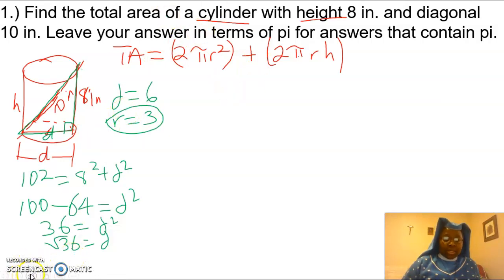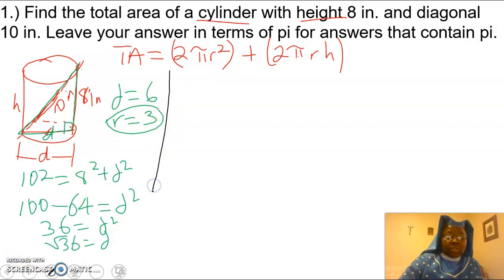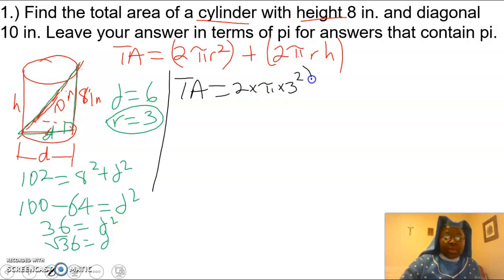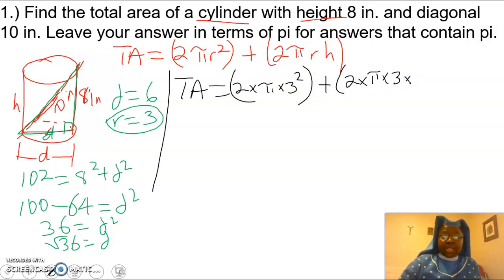And now we can plug things into the formula. We have everything we need now. So the total area is going to be 2 times pi times the radius, which is 3, squared, plus 2 times pi times the radius, which is 3, not squared, times the height, which is 8. Okay, and then we simplify things.